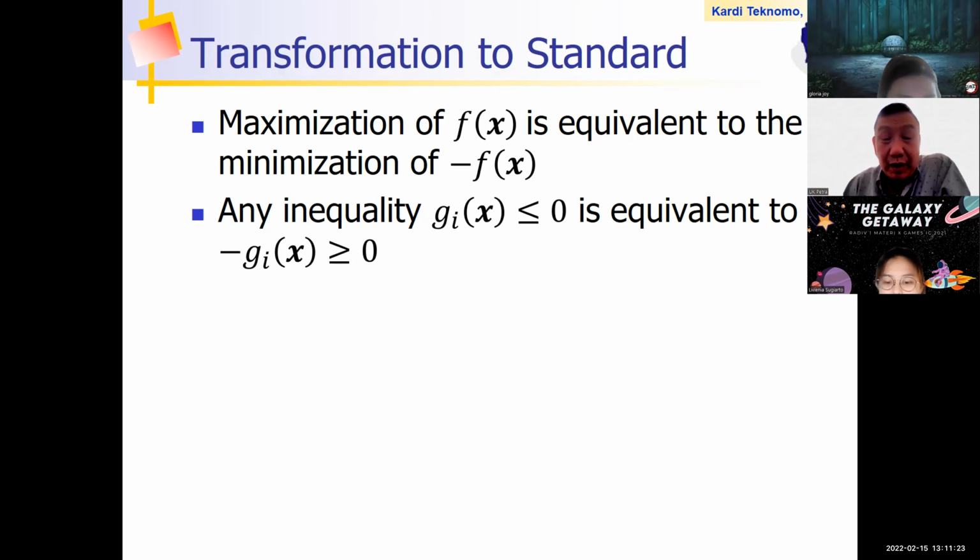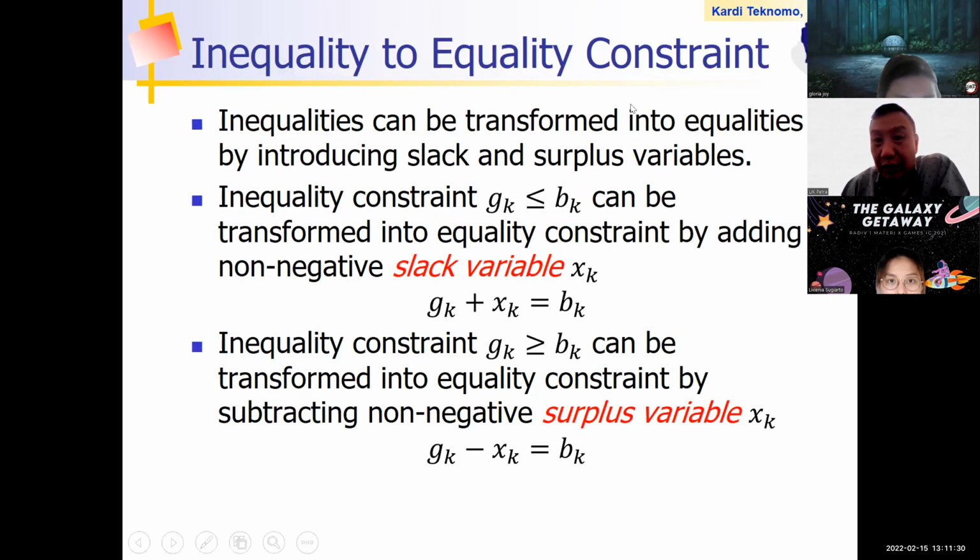Okay, so there's another way. Of course, you can use big M and so on, but another way is to use these two dummy variables. What is this for? Slack variable, surplus variable. Do you remember? What is the purpose of having a slack variable or surplus variable?